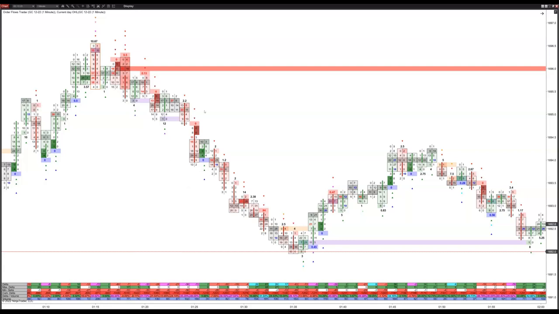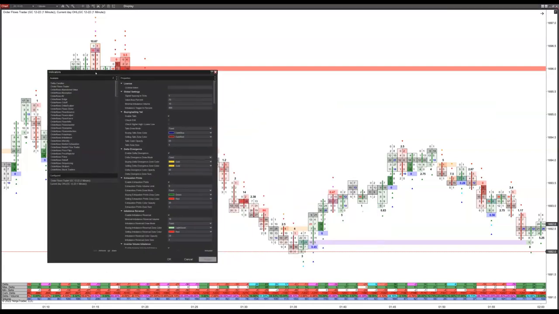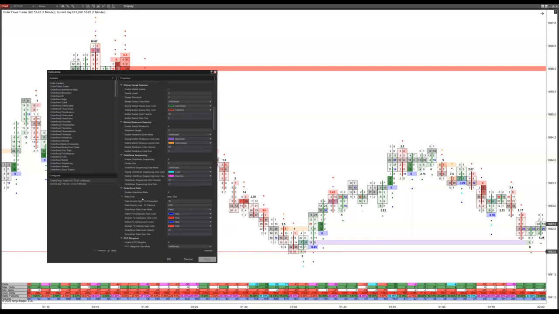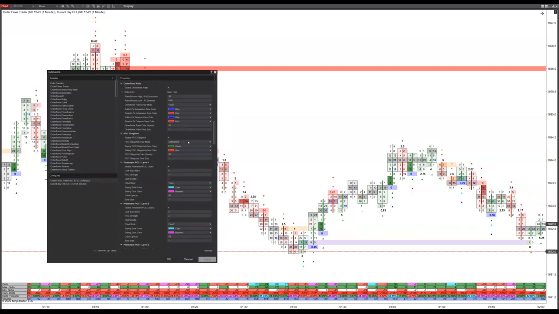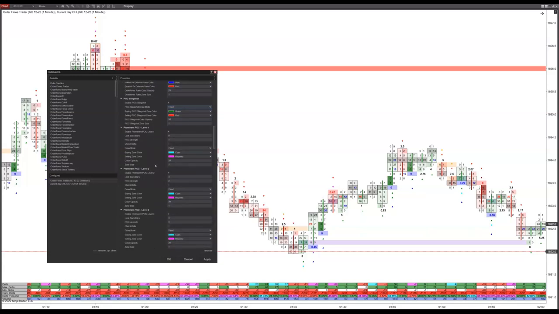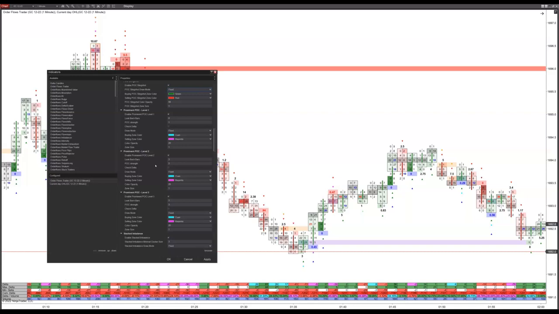Now the next thing, since we're on point of controls, is to talk about the prominent point of controls. So change this back to fixed. They've been in a few of the earlier versions of Orderflows, and they help you define where there's support or resistance in the order flow based on the points of control. There are 3 levels that you can have: level 1, level 2, level 3.